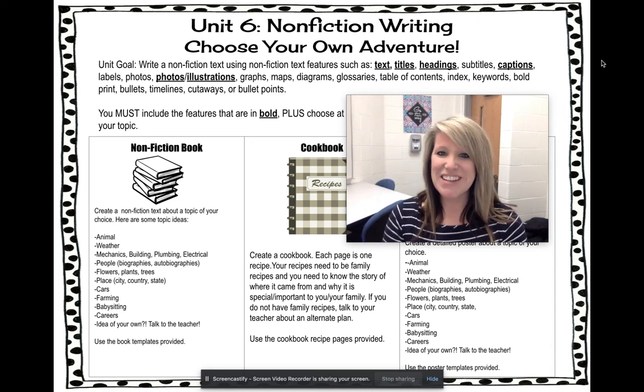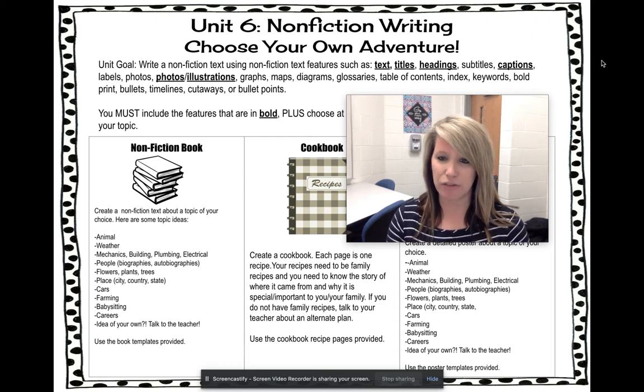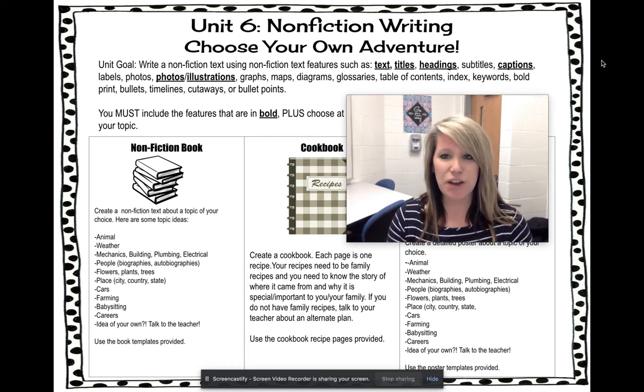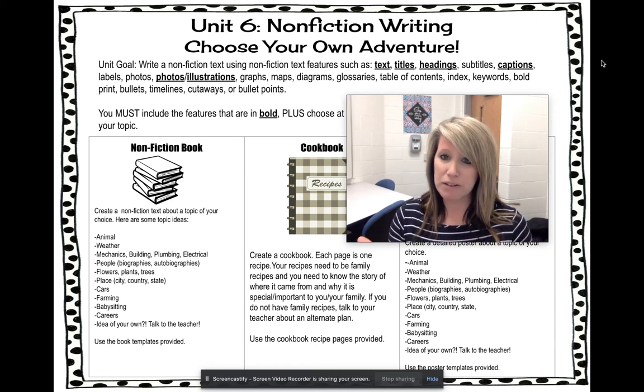Hi, sixth graders. So today we're going to talk about your topic for your nonfiction book. Remember, you get to be the nonfiction author for the rest of this unit. And so we have to pick what format you want to write your book in. We'll talk about topics and what you're going to focus on in just a little bit.